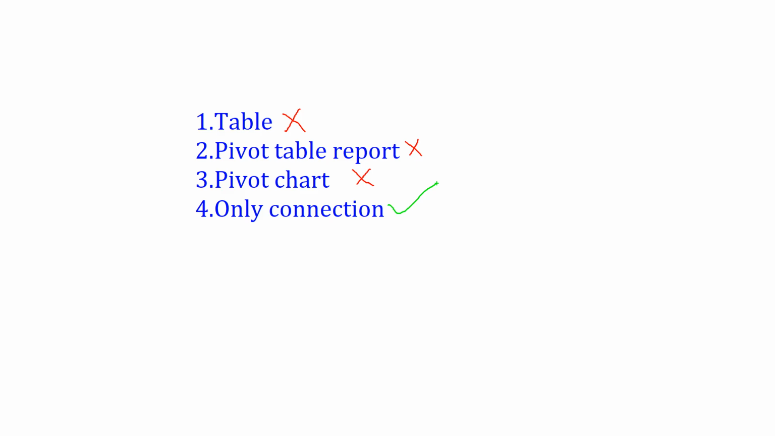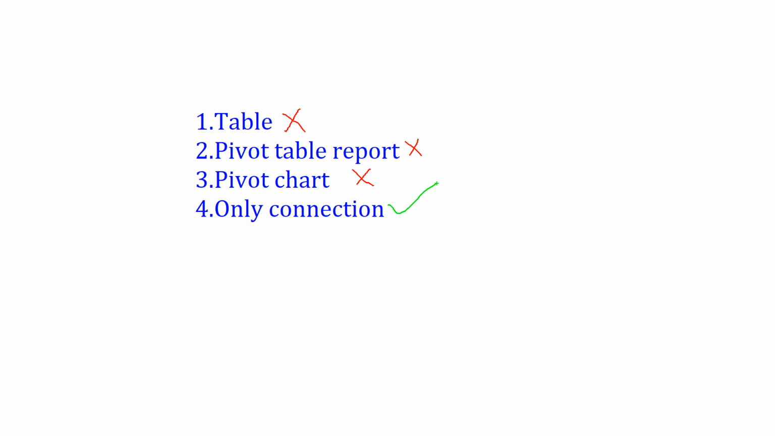What is that, only connection? Your data will be in Power Query, but the report you can create in Excel. I told you yesterday itself, front end and back end. I want to make Power Query the back end and Excel the front end. Back end data will be in Power Query, front end report will be in Excel. So I recommend the fourth one, only create connection.